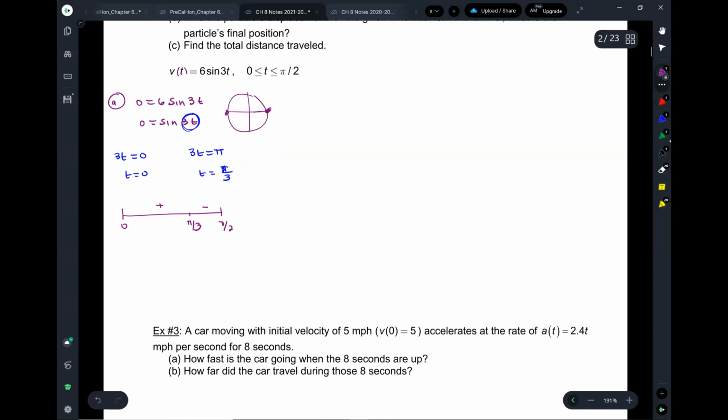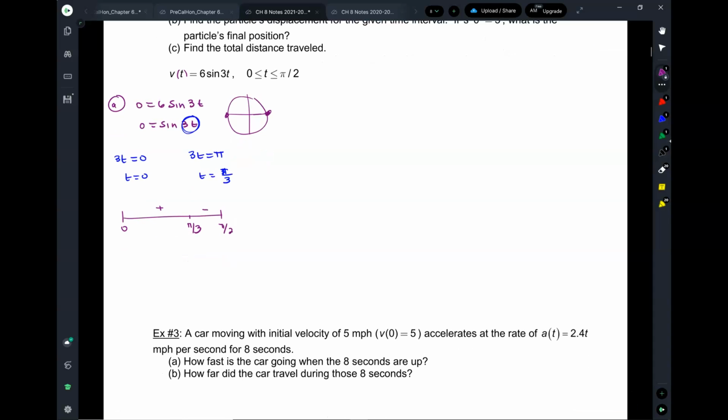Because pi over 2 is that. Right, but whatever this is, you have to plug it into the 3t. Oh, so you're multiplying. So you're multiplying it, yeah. So for example, it's 3 pi.